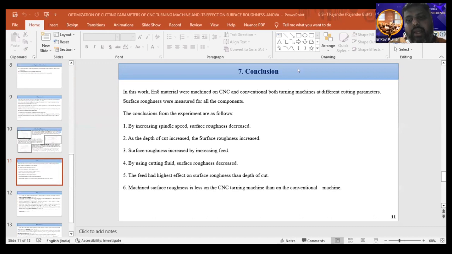You mean like roughness should be less? Yeah, definitely roughness should be less. Okay, to reduce the brittleness. Right, sir.